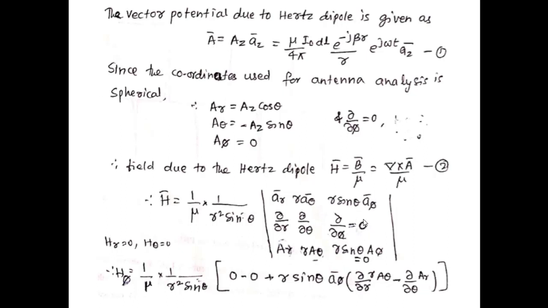Since there is no variation, it is 0. In the third row, we get A r component, next r into A theta component, r sin theta A phi. Since A phi is equal to 0, this term becomes 0. And also, if you see from the matrix, we get H r is equal to 0 and H theta is equal to 0. Therefore, we will get only the phi component of the magnetic field. It is given by 1 by mu into 1 by r square sin theta.